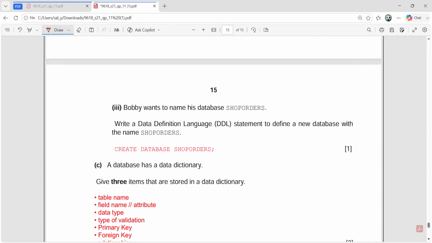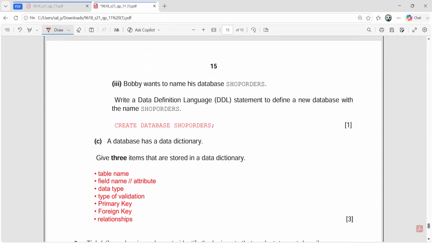Bobby wants to name his database shop orders. Write a DDL or data definition language statement to define a new database with the name shop orders. 1-mark question. CREATE DATABASE and the database name. This is the syntax that we know. So CREATE DATABASE shop_orders; semicolon means my answer will be correct and I'll be scoring 1 out of 1.